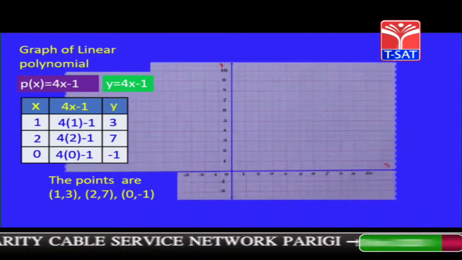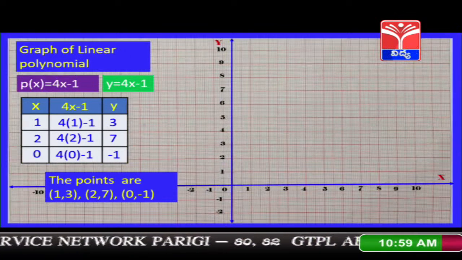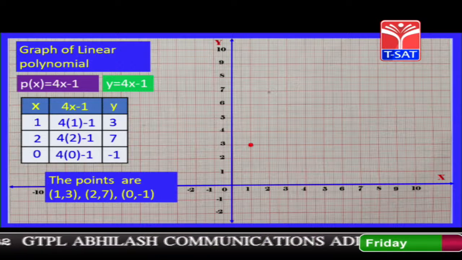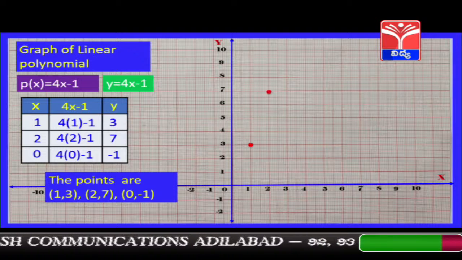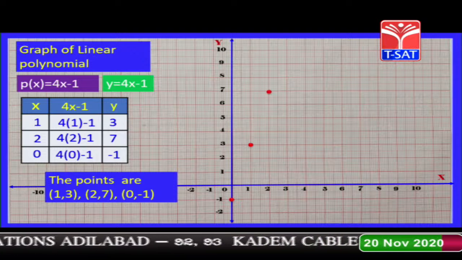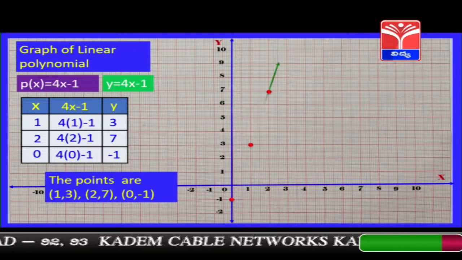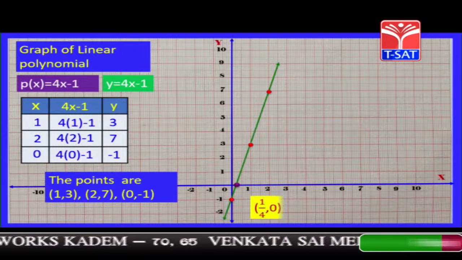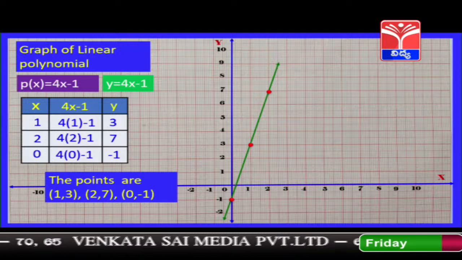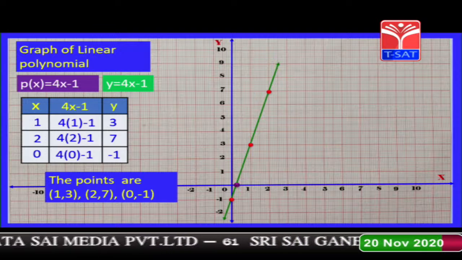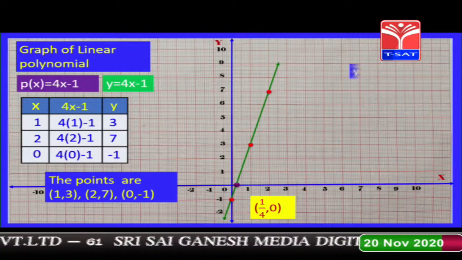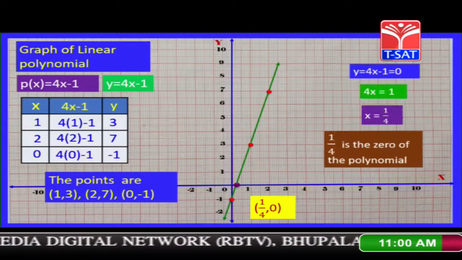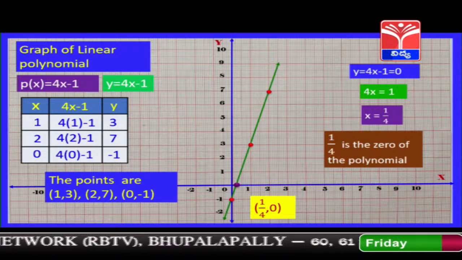So by plotting these 3 points in the graph. 1, 3, where is it? There. 2, 7, there it is. And 0, minus 1. Hence, by connecting these 3 with a ruler, we will get one straight line. Observe the 0 of the linear polynomial graphically, where is it? So, here it is 1/4, 0. Algebraically also check once. 1/4 is the 0 of the polynomial.